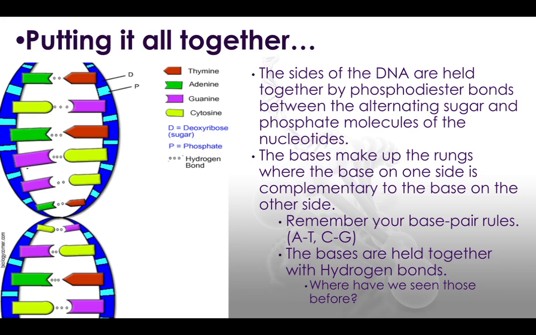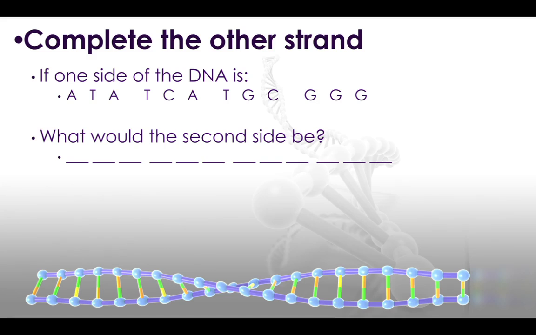So the complementary base on one side pairs with its complementary base on the other side. So you need to remember your base pairing rules here of ATCG. The bases themselves, though, are held together with hydrogen bonds. Where have we seen hydrogen bonds before? Well, you're right. Water. And so much as water molecules were held together by those weak attractive forces of hydrogen bonds, actual DNA itself is held together by some of those weak attractive forces called hydrogen bonds.